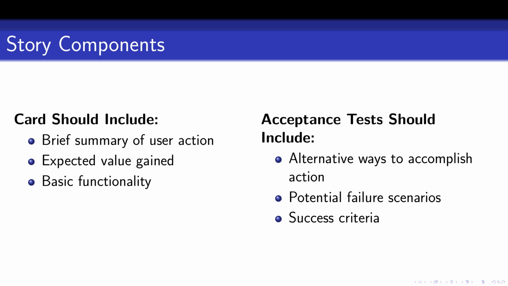Every user story includes 2 key components: the card and acceptance tests. The card provides a brief summary of the user's action, its expected value, and basic functionality. Acceptance tests detail alternative ways to accomplish the action, possible failure scenarios, and success criteria. Together, these components ensure the story is actionable, testable, and user-focused.